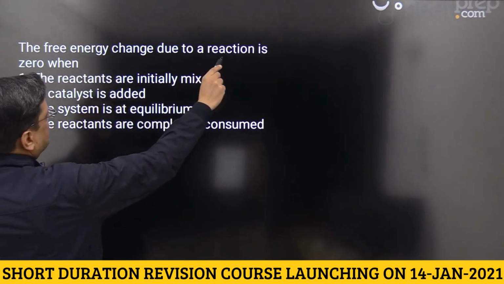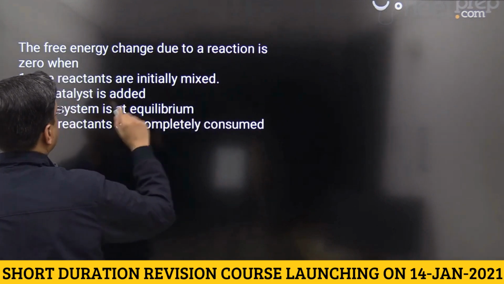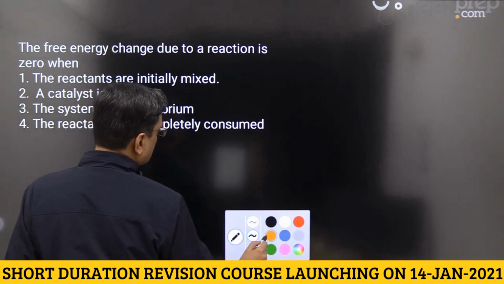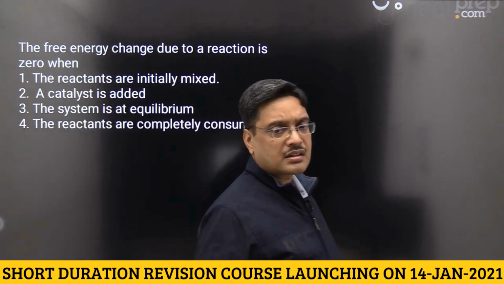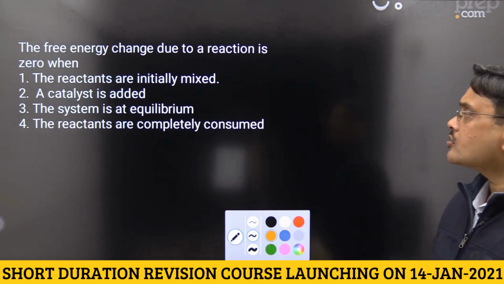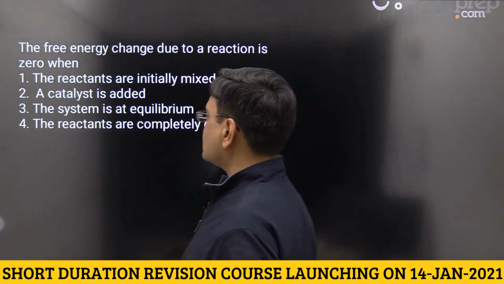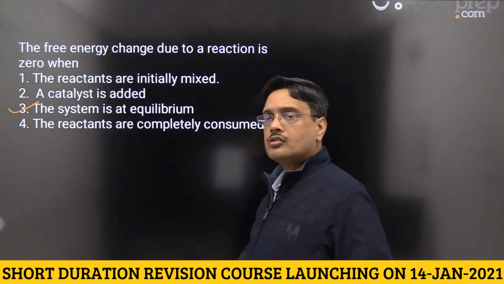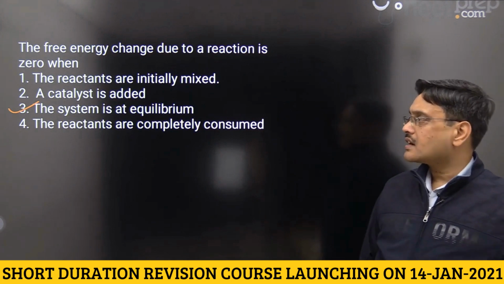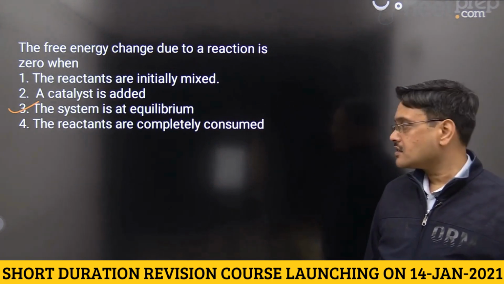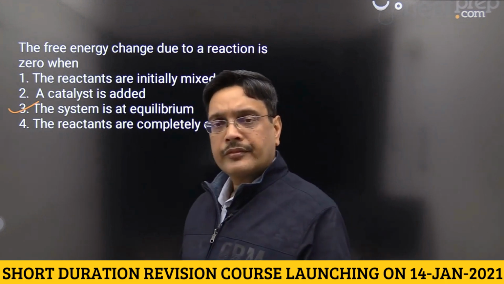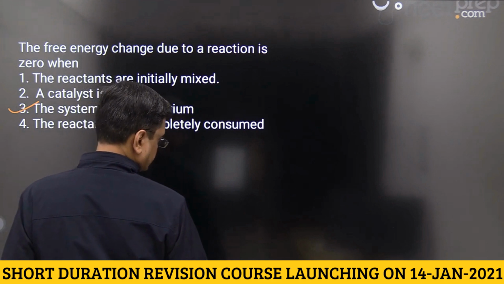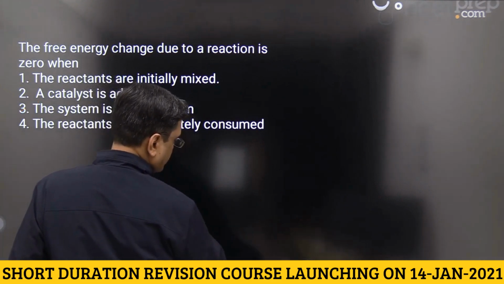The free energy change ΔG due to a reaction is 0. When ΔG is equal to 0, it means the system is present at equilibrium. So the reactants are initially mixed, a catalyst is added, the system is at equilibrium. ΔG system is 0 when the system is present at equilibrium. Clear? Now we move to the next.